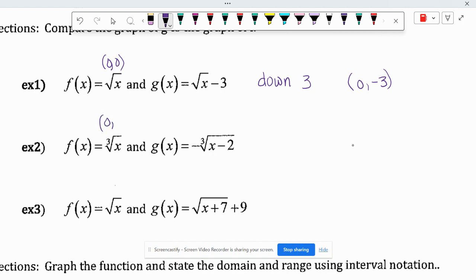This function starts at the ordered pair 0, 0, right? That's where we always begin. This says minus 2, and it also has a negative outside of it. So what's happening to this function? That minus is happening inside. You go right 2, good job, Quali. And what else? And you reflect over the x.